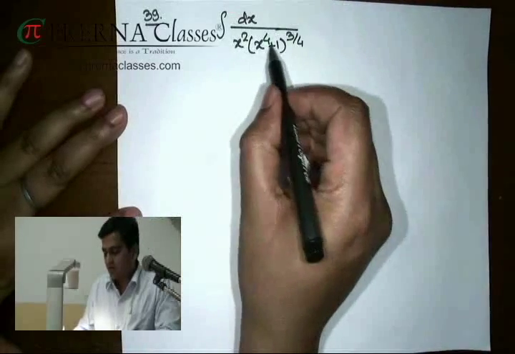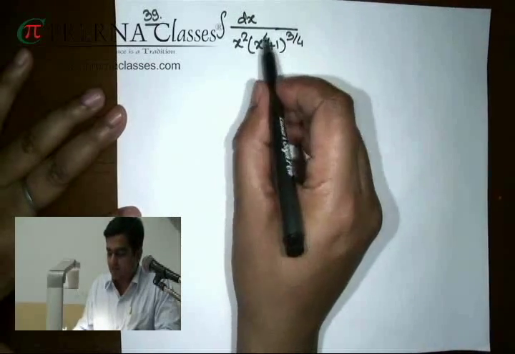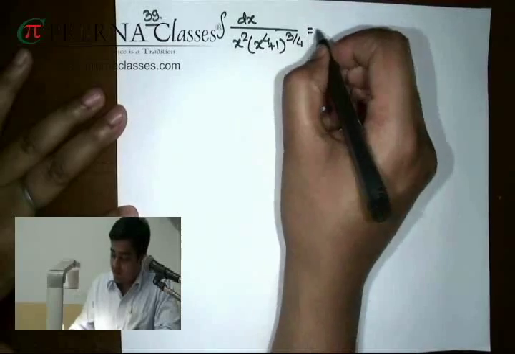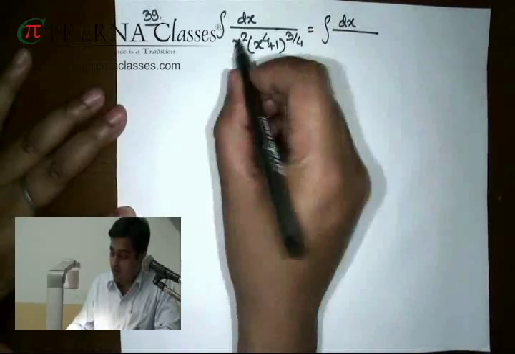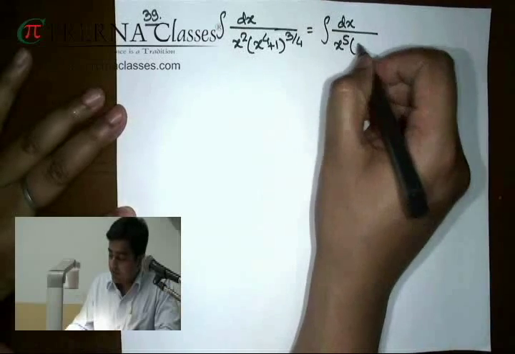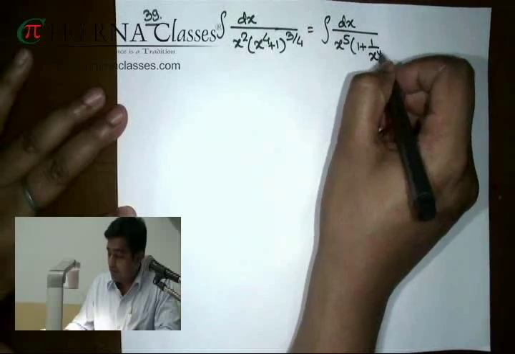In such a case, you should have taken this x to the power 4 outside the bracket. Once you do that, you will find that x cube is actually going out, so you will have x to the power 5 inside, and this expression becomes this much.